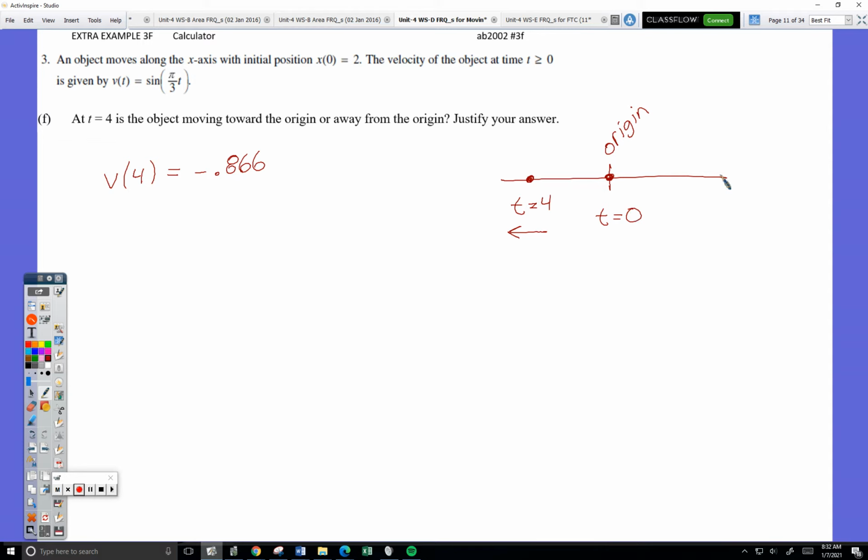Or the particle could be here at time equal 4 and moving left, which means the particle would be moving towards the origin.